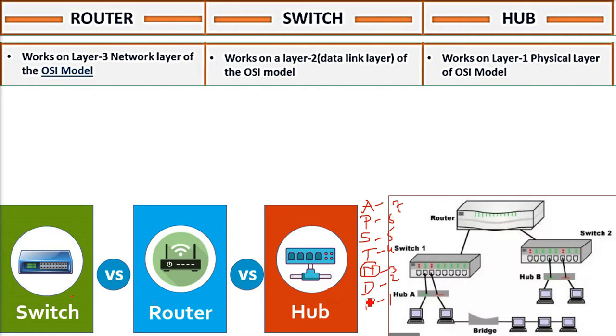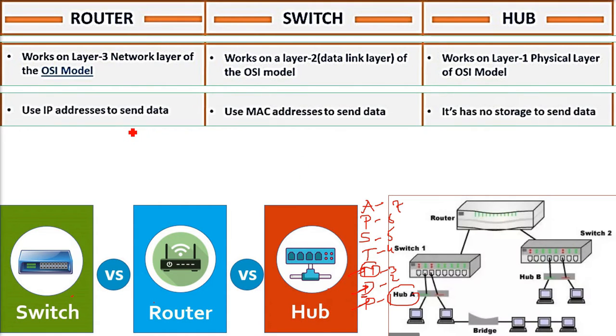Switch is working on the data link layer of the OSI model. This is the first difference between them. Switch works on data link, router on network layer, and the hub. Hub is a physical layer device. As I said, it works on bits. Whatever comes in bit form, it's just broadcasted. So physical layer 1 hub, 2 switch, and router 3.